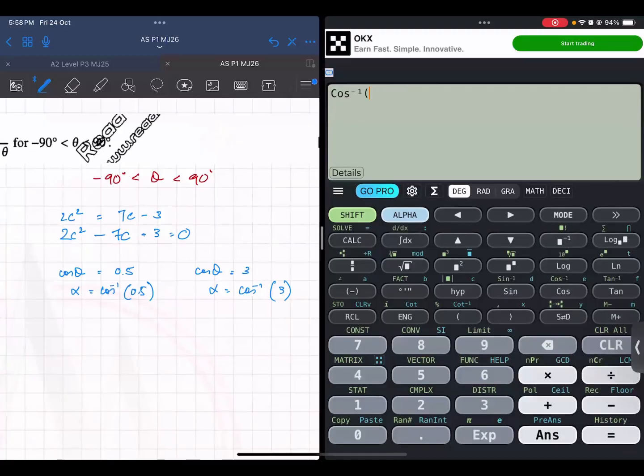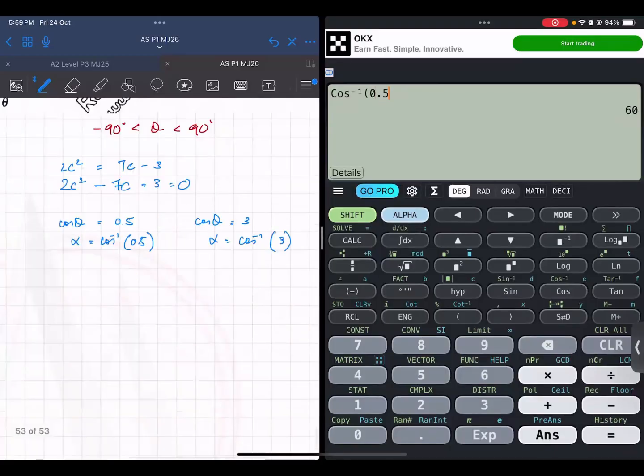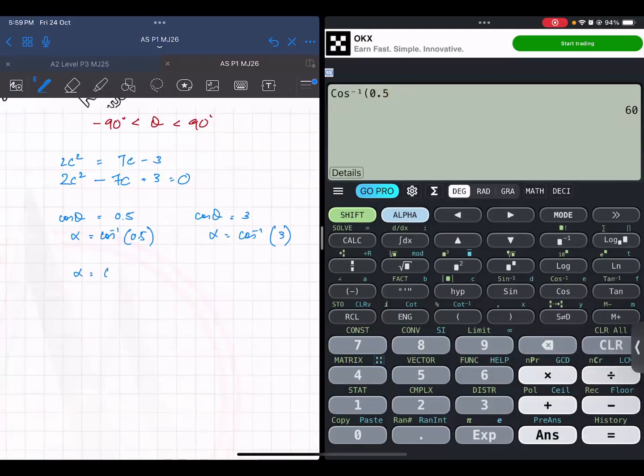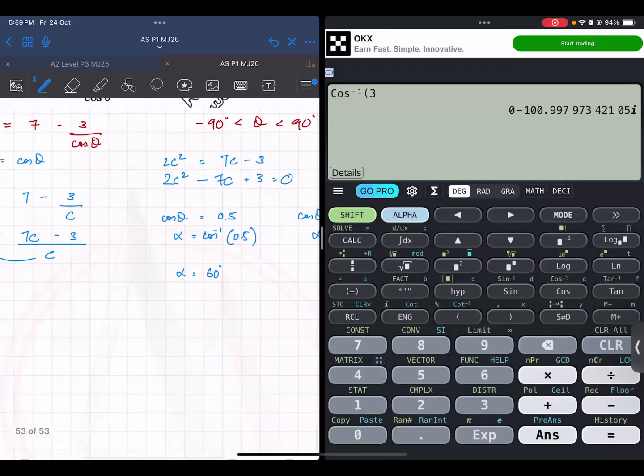Cos inverse of 0.5 is 60. And cos inverse of 3, you won't get any answer. Look, it is an imaginary number. You will learn what this is, but your calculator won't give you any answer. So no solution over here. Now you will place this alpha in the quadrants where your cos is positive. You can see it is positive 0.5.